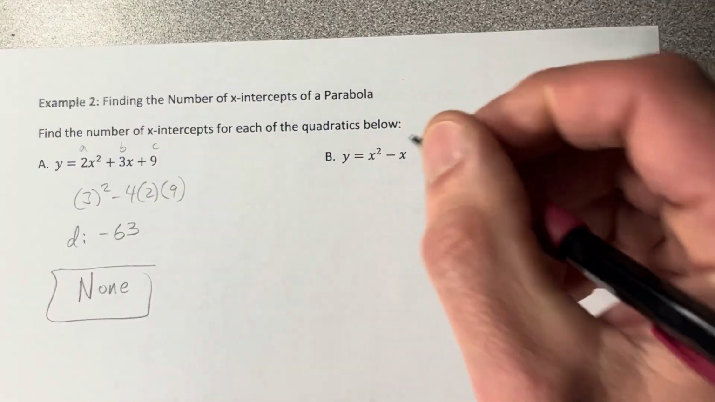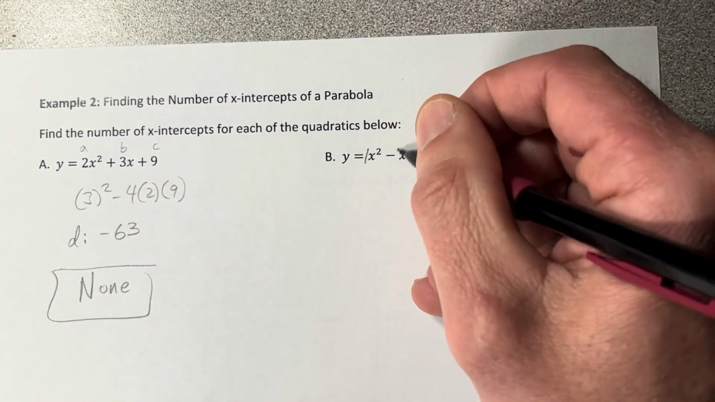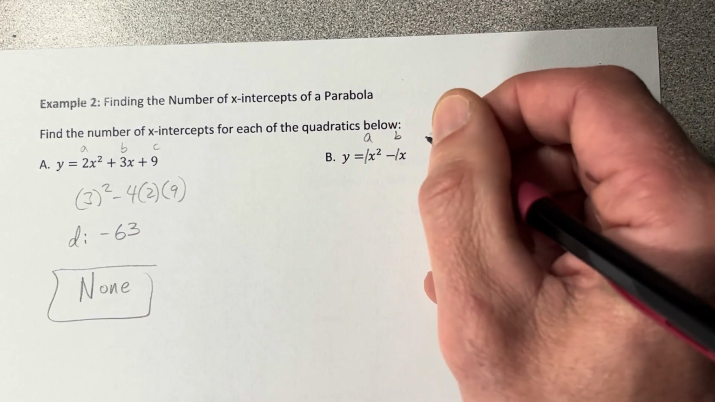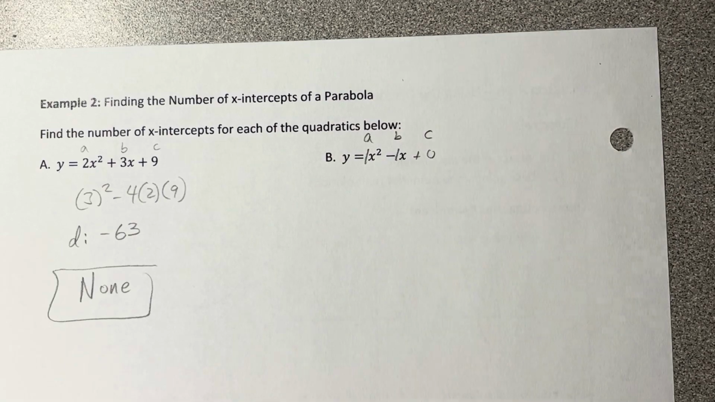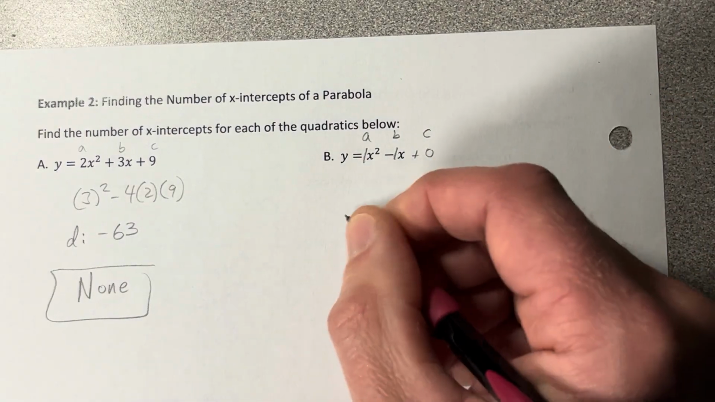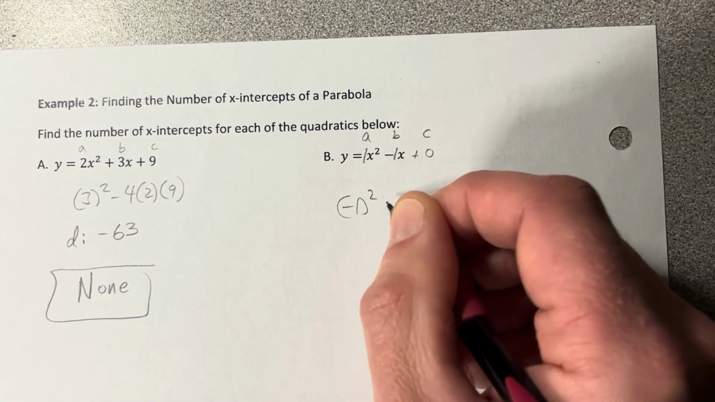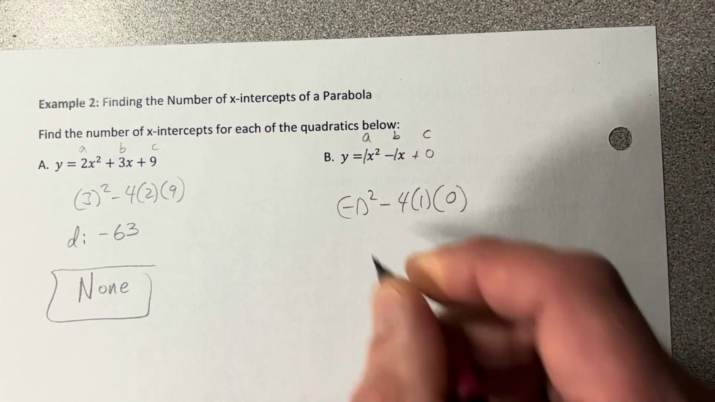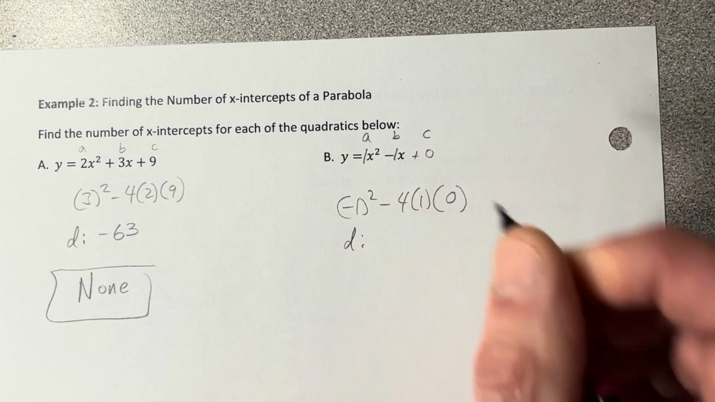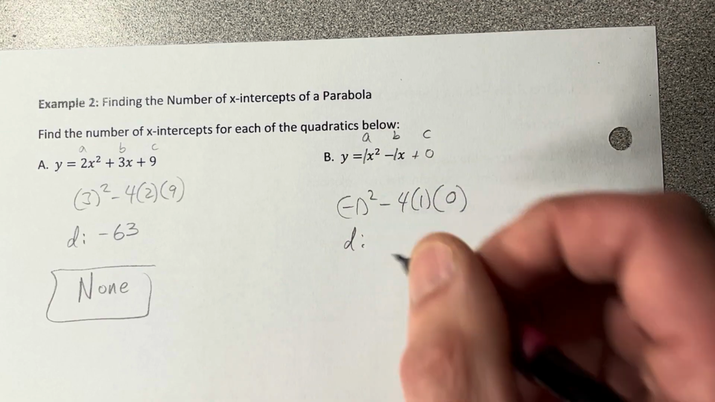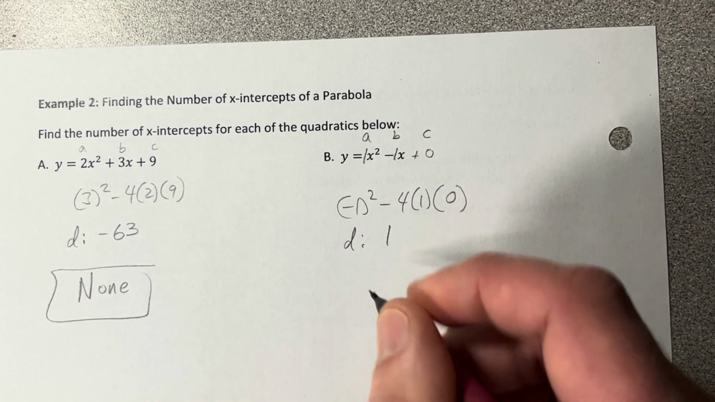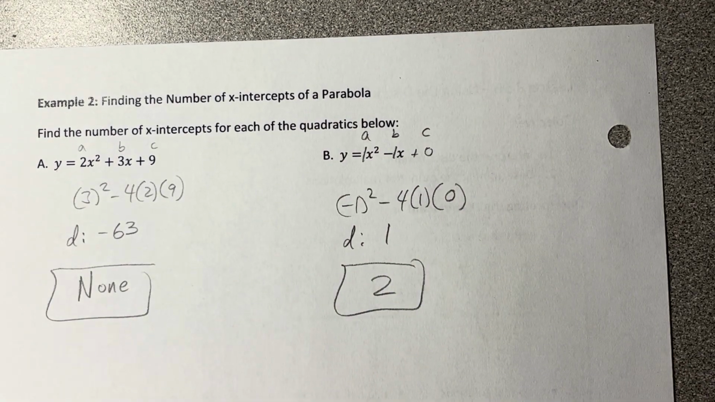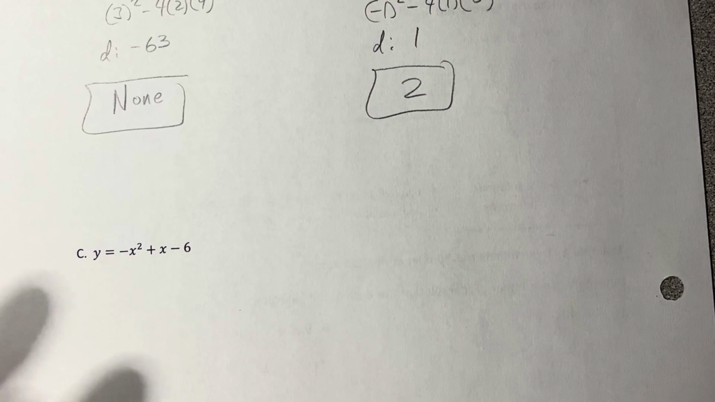Over here, this is kind of interesting. I'm going to put 1s in there. Our A is 1, our B is negative 1, our C, you got it, is 0. So we go B squared minus 4AC. And our discriminant, this 0 wipes this out. It's just going to be 1, which means we're going to get 2 x-intercepts. The graph's going to hit the x-axis twice.